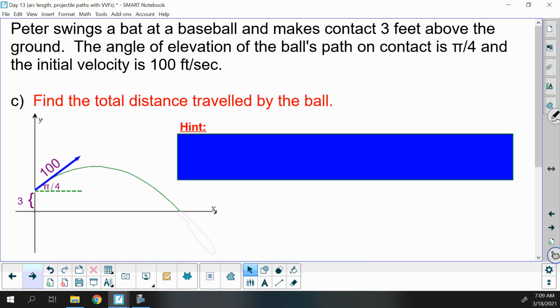So same scenario, but this time we want to find the total distance that the ball traveled. So the ball is not traveling just horizontal or just vertical. It's this curved path here. So we've basically got to find the length of our curve.